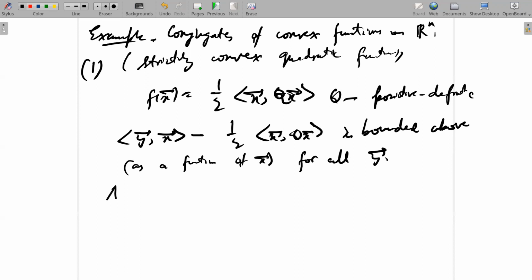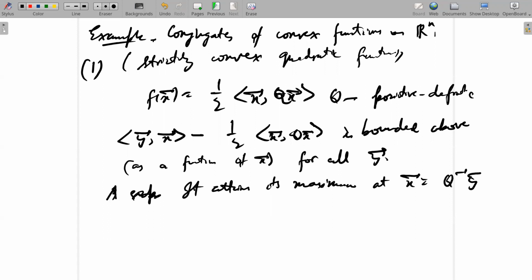And the supremum, so it attains its maximum at x equals Q inverse y. And if I plug that back in here, so x equals Q inverse y, what I'll get is f star of y is equal to half of y transpose Q inverse y, which is again a convex function because Q inverse is also positive definite.